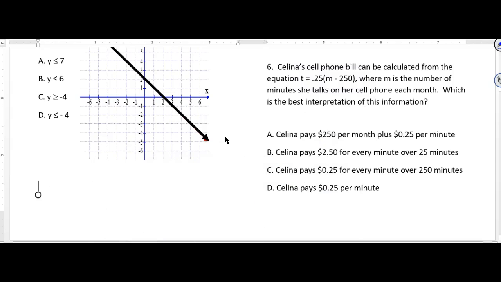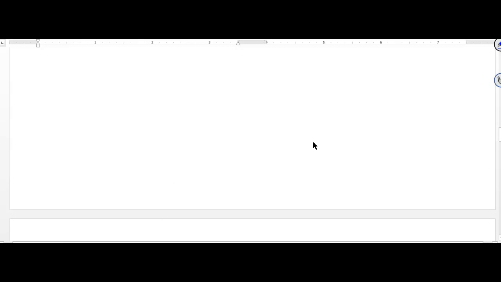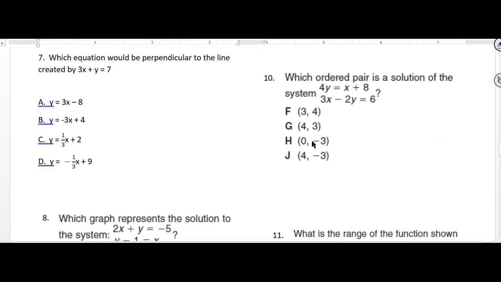Number 7. Which equation would be perpendicular to the line created by 3x plus y equals 7? Perpendicular. One of our note cards. We know that has to be opposite reciprocal slopes.